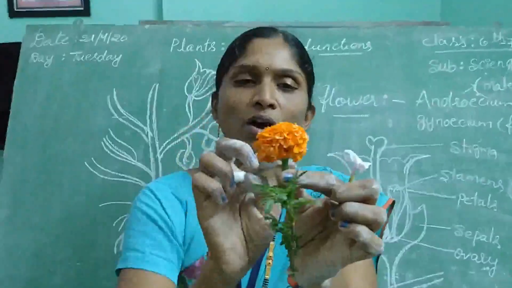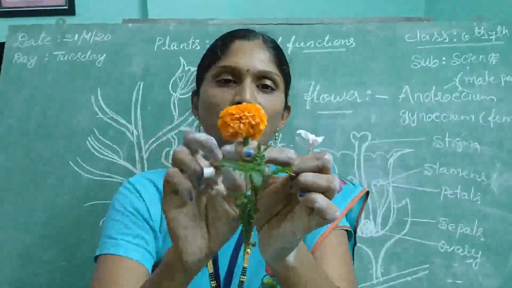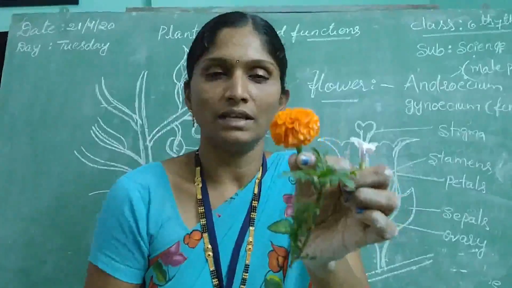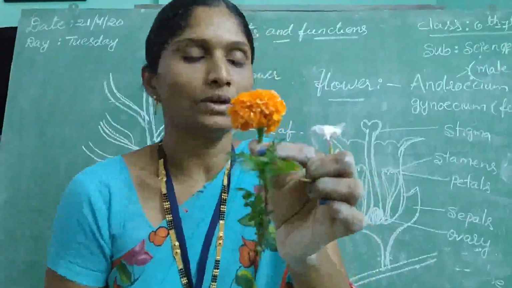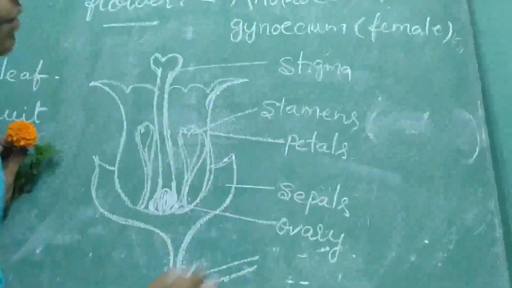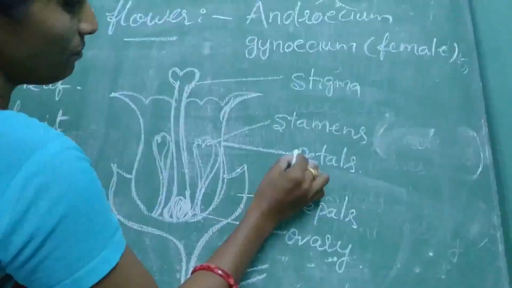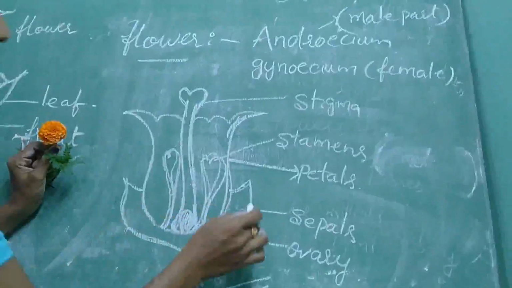What is the process of pollination? It means reproduction. Reproduction means a cross between male and female gamete. These petals help in the process of male and female gamete, that is, reproduction or pollination.